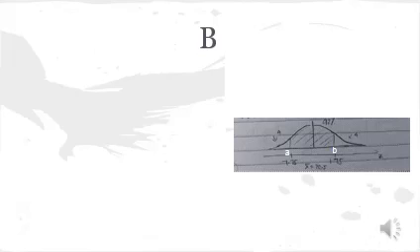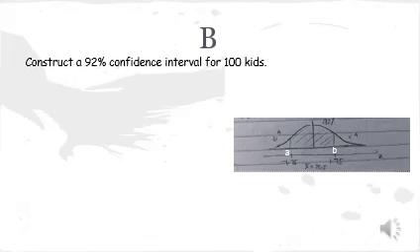For part B of this practice problem, we will construct a 92% confidence interval for 100 kids. The mean will stay the same at 70.5, standard deviation will still be 8.9, and our number of kids will still be 100. This time, we started out with the graph at 92% in the middle, leaving us with 4% for each tail. Let's find point A. Point A gives us 4%.